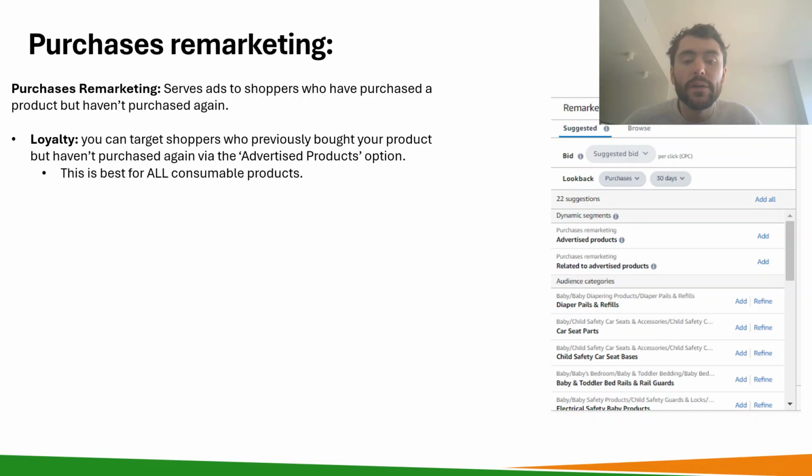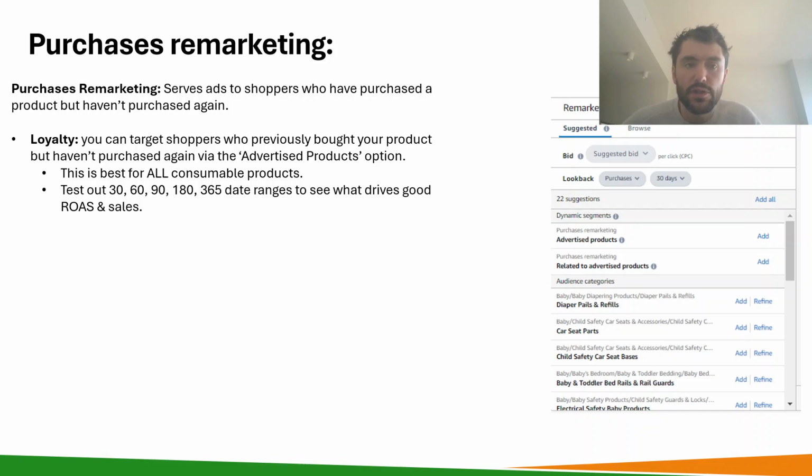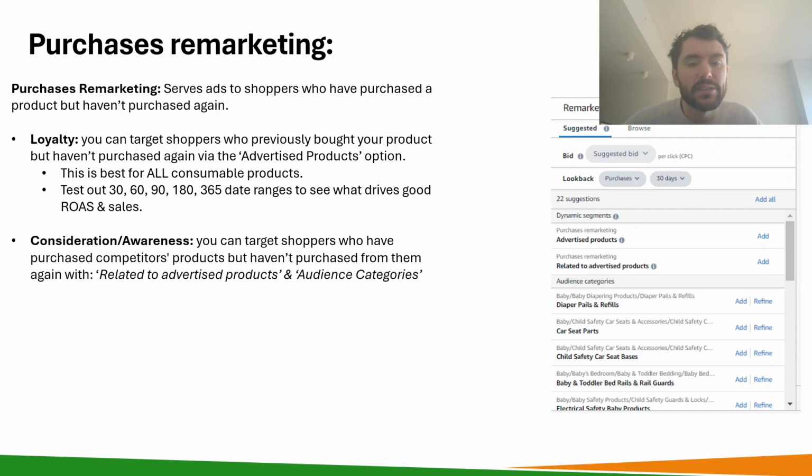Now this is best for all consumable products, and you want to test out date ranges that are basically at the end duration of the usage. So if it takes somebody 30 days to consume the product, 30 days, 60, etc. And then also everything after that, because you might catch some low-hanging fruit there. Next up is going to be consideration and awareness. So this is going to be related to advertised products or the audience categories. I personally do not recommend using this targeting ever for consumable products, just because if you think about the name of the game with consumables, LTV is very, very important. So normally this does really poorly because they just bought your competitor product and they're likely going to buy that competitor product again, unless the competitor just sucks.